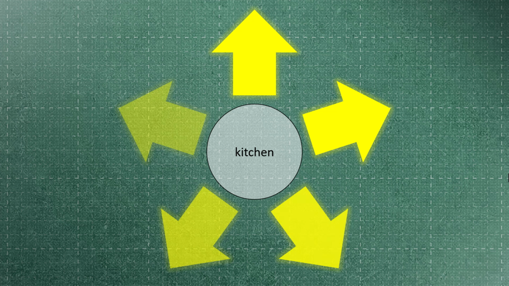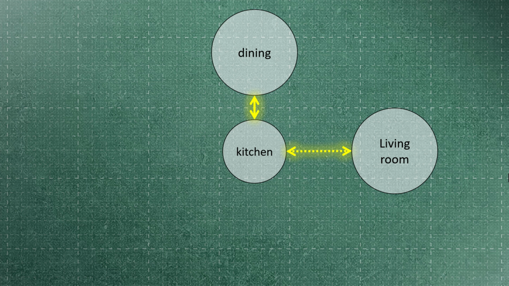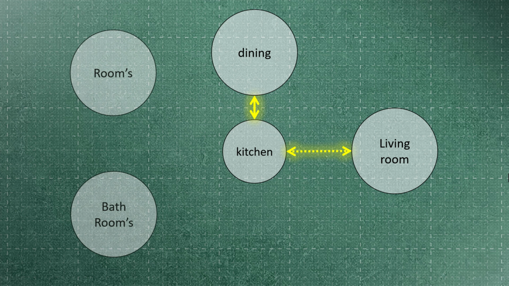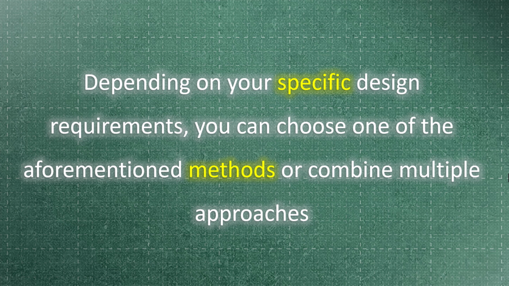The relationship between the kitchen and other areas within the house is crucial. For optimal architectural efficiency, it is beneficial to have a direct connection between the kitchen and dining room. A similar direct connection can be established with the living room, while other spaces such as bedrooms and bathrooms should remain separate from the kitchen. Depending on your specific design requirements, you can choose one of the aforementioned methods or combine multiple approaches.